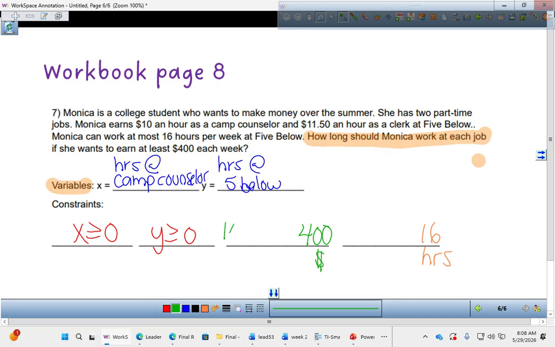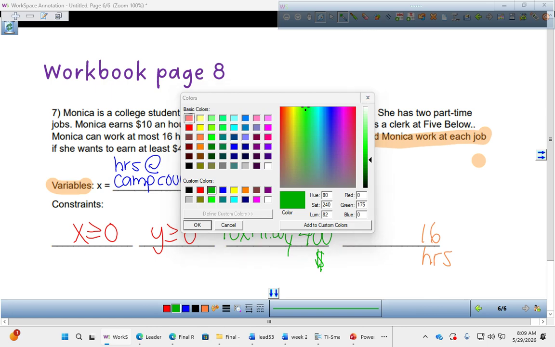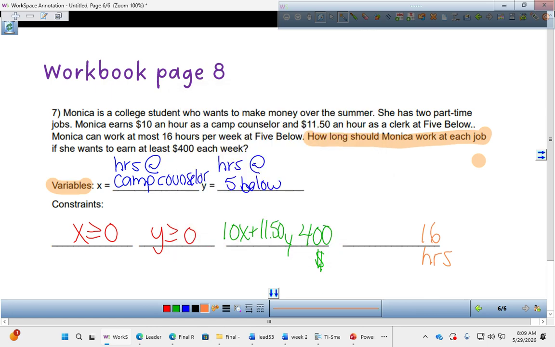10 was camp counselor, which is X, and 11.50 was Five Below, which was Y. The only number that I have left, did I use them all? I used the 10, I used the 11.50, I used the 16, I don't have any numbers left. So when I don't have any numbers left, I'll either put an X plus Y, just an X, or just a Y. And it's going to depend on the problem.